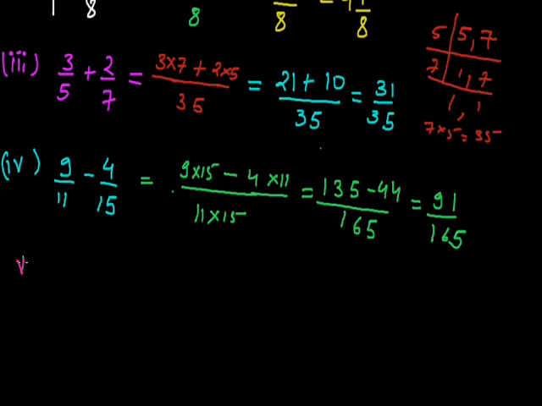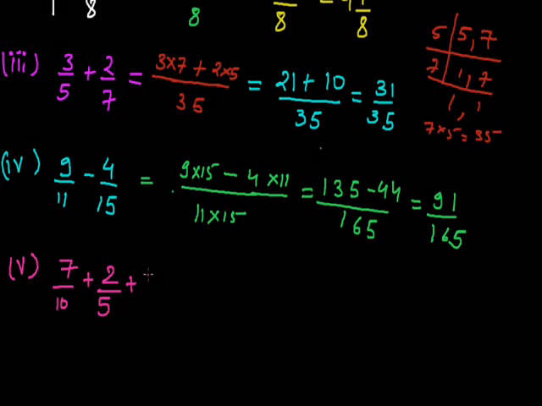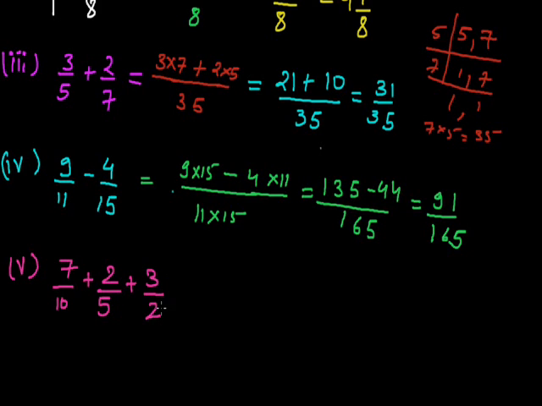Now the next part, that is the fifth part, is 7 by 10 plus 2 by 5 plus 3 by 2. Now here we are having 10, 5 and 2. Now we can easily calculate the LCM. If I take the LCM of 10 and 5, I will get 10 only. And if I take LCM of 10 and 2, then it will be 10 again. If you want, you can take out the LCM, otherwise, you can calculate it orally.